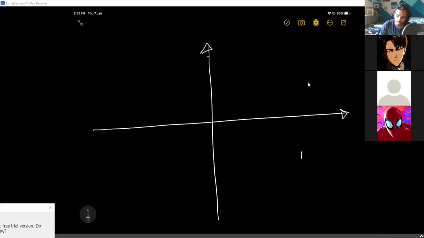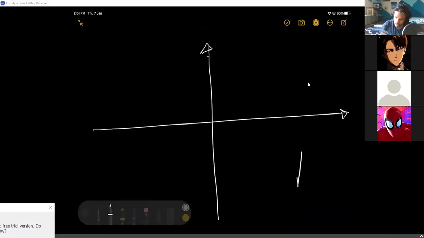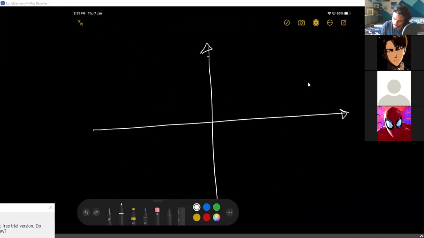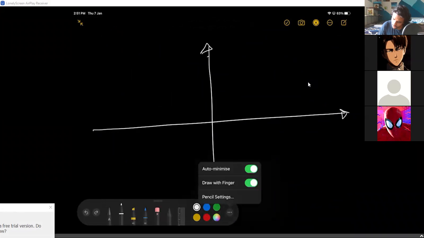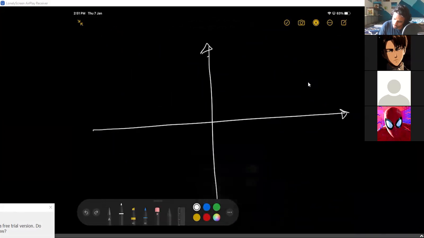XY axis. Why is it drawing with my hand? Shouldn't. Nope. Okay.